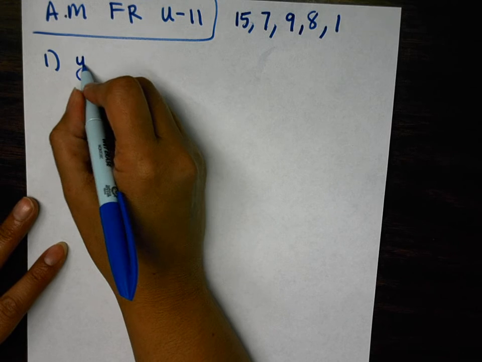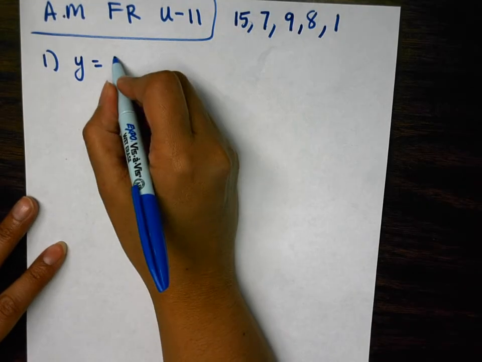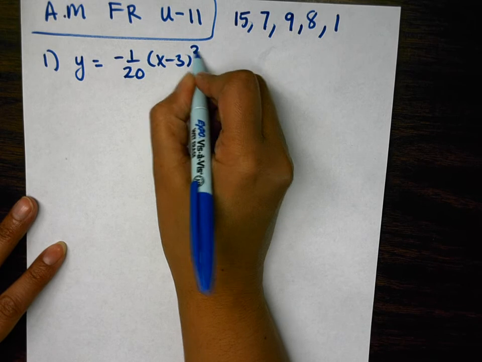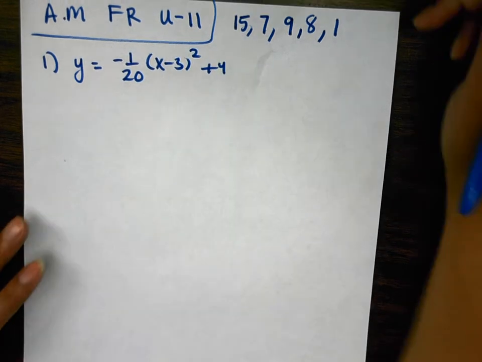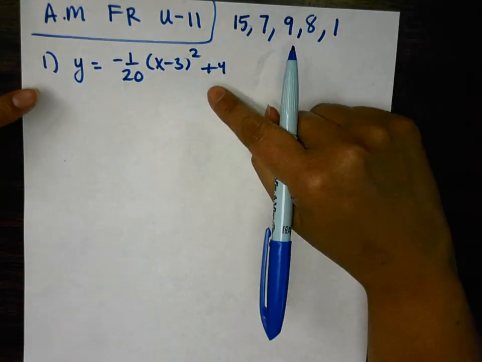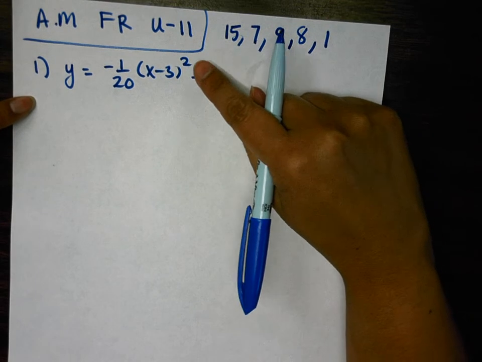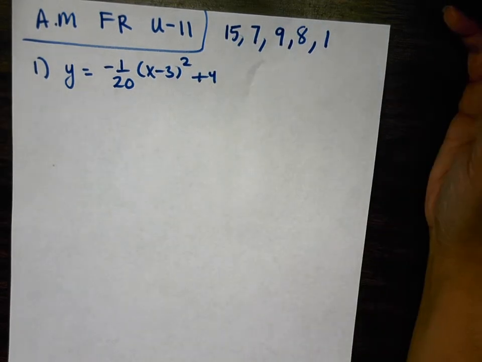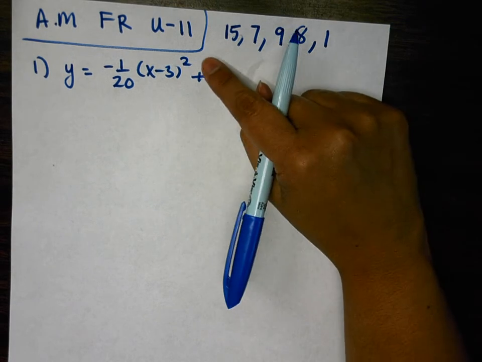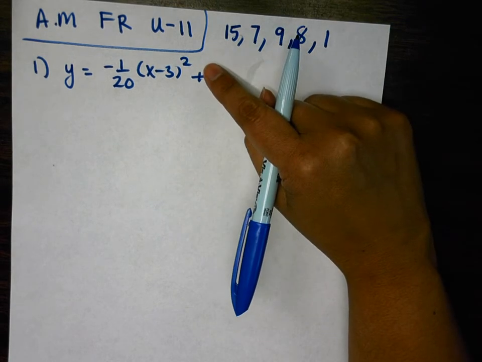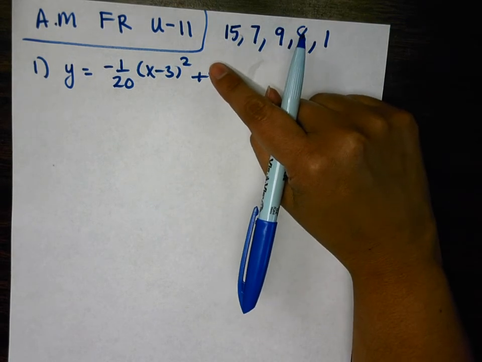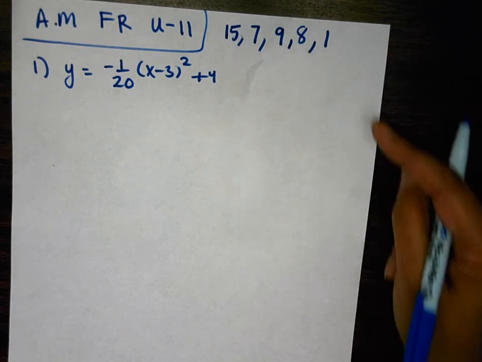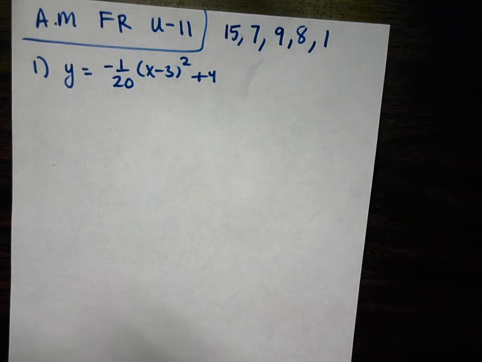Sketch and list the characteristics. Y equals negative 1 over 20, quantity of x minus 3 squared plus 4. Okay, first thing is, it's only 1 squared. There's only one shape of our conics. There's 4 conics. There's only one of them that has 1 squared. What shape is it? Parabola. I heard somebody say it. Parabolas are the only one that have only x squared or only y squared.